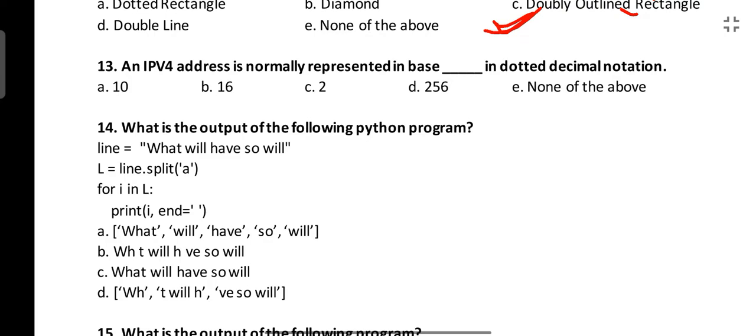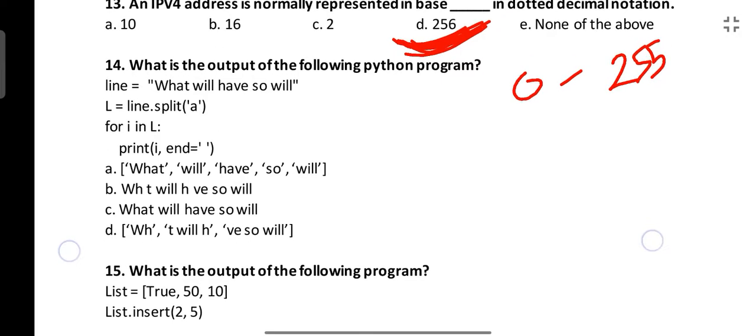Next is: an IPv4 address is normally represented in base dash in dotted decimal. So we know each part of an IPv4 address can range from 0 to 255. So what is the base? Base is 256. So 4 octets will be there and we represent them in dotted decimal notation. So the correct answer is option D, 256.